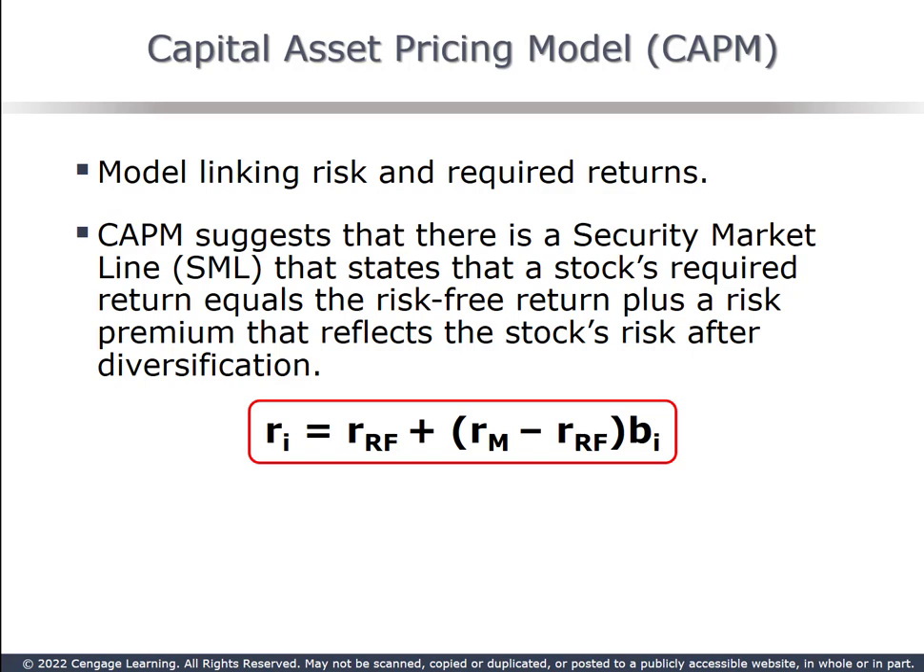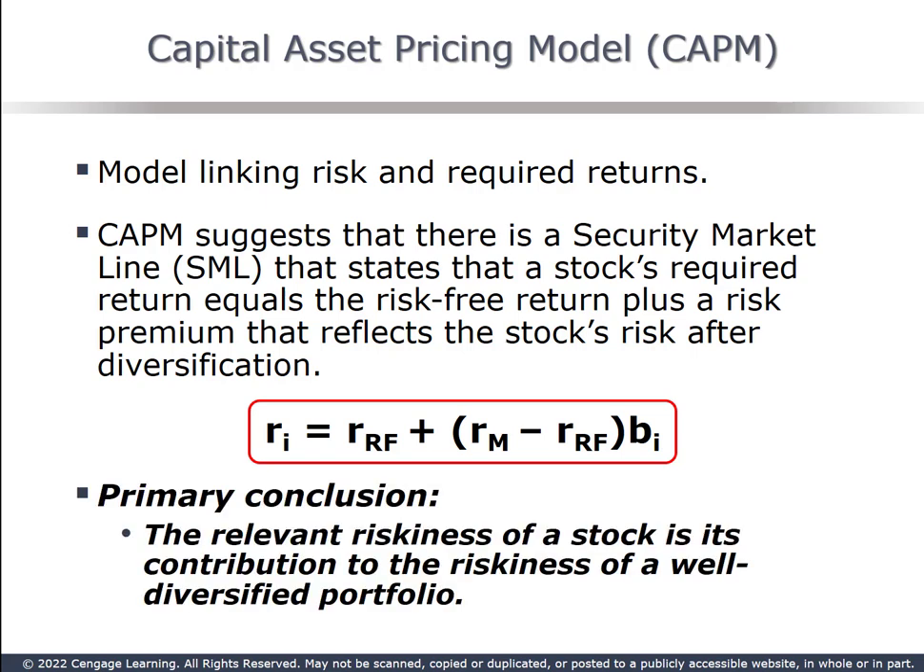Remember, what we found using a probability distribution was expected return, expected by you. Required return is the return the market demands for the amount of market risk an asset has. CAPM defines a security market line, a linear equation shown on the slide that states that a stock's required return equals the risk-free rate plus a risk premium that reflects the stock's risk after diversification. Conclusion: the relevant riskiness of a stock is its contribution to the riskiness of a well-diversified portfolio.